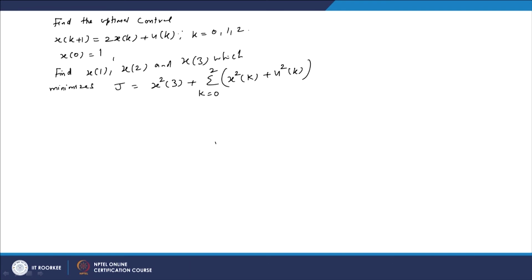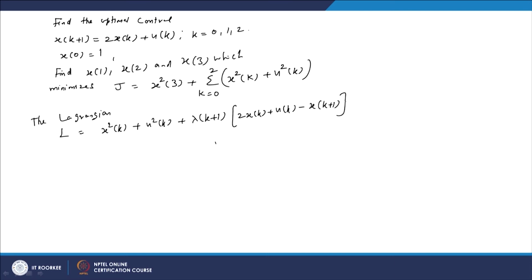So, we can formulate the Lagrangian directly. The function L at the point k is given by x square of k plus u square of k, plus lambda of k plus 1 into 2 x of k plus u of k minus x of k plus 1. So this is the Lagrangian expression we have.